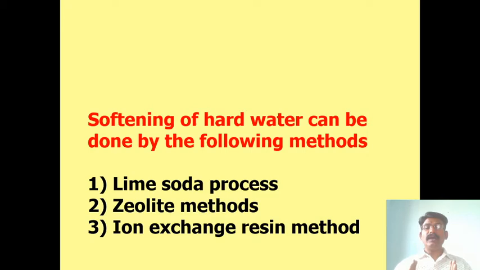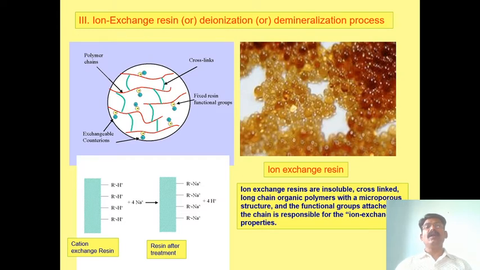So we have to read and write, and what type of questions will come in this ion exchange resin method. What type of question? The first question is, explain the ion exchange method for purification of hard water, and explain the demineralization of hard water by using resins. And the third question is, what is resin? What is a resin? Explain in detail.